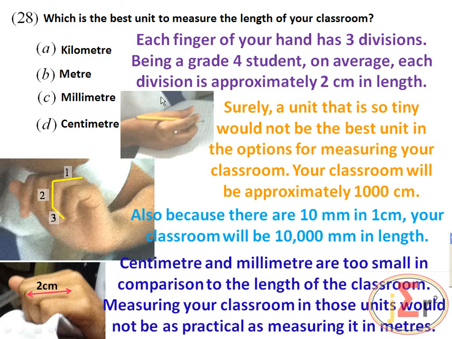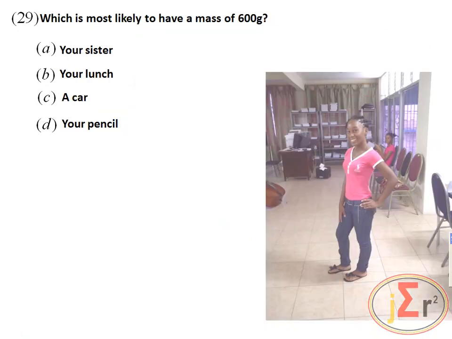And we find that the kilometer is too large a unit to be used, and millimeter and centimeter will be very small in comparison to your classroom. The one that fits right into it is your meter, because your classroom is approximately 10 meters long. So just 10 of those and you are done.